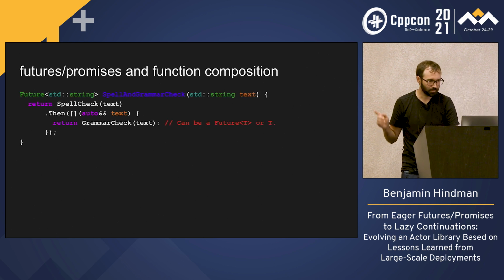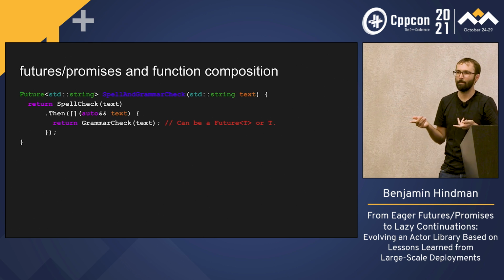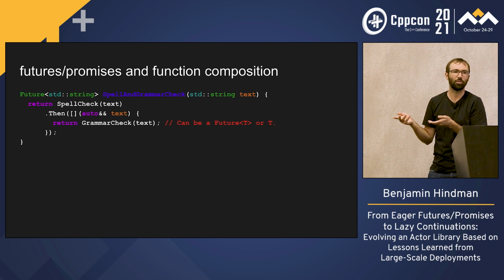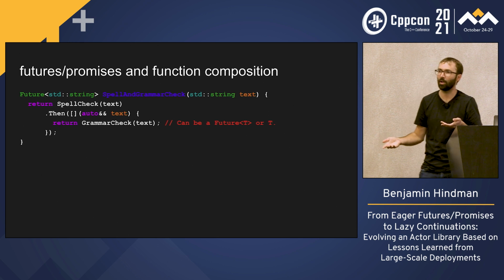One minor point. GrammarCheck in this case, I haven't actually shown you the implementation, but it can either return a future or it can just return a T. So the .then can be smart enough to know whether or not there's more waiting that has to happen or not.